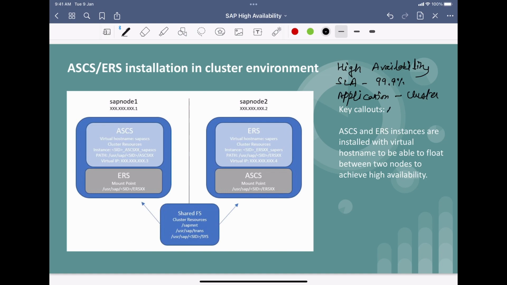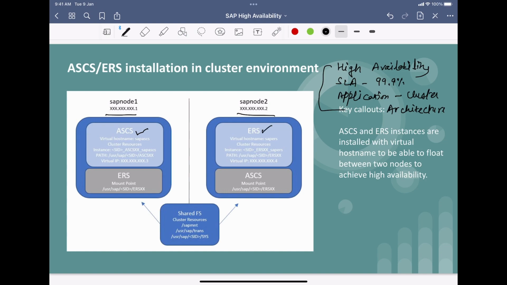and what is the architecture of it. I'm going to just summarize the architecture again, and how all these things are connected. So let's start. Here you see your SAP system under your clustered environment is somewhat going to look like this. Here you see SAP node 1 and SAP node 2. Node 1 is hosting ASCS services, and SAP node 2 is hosting ERS services.